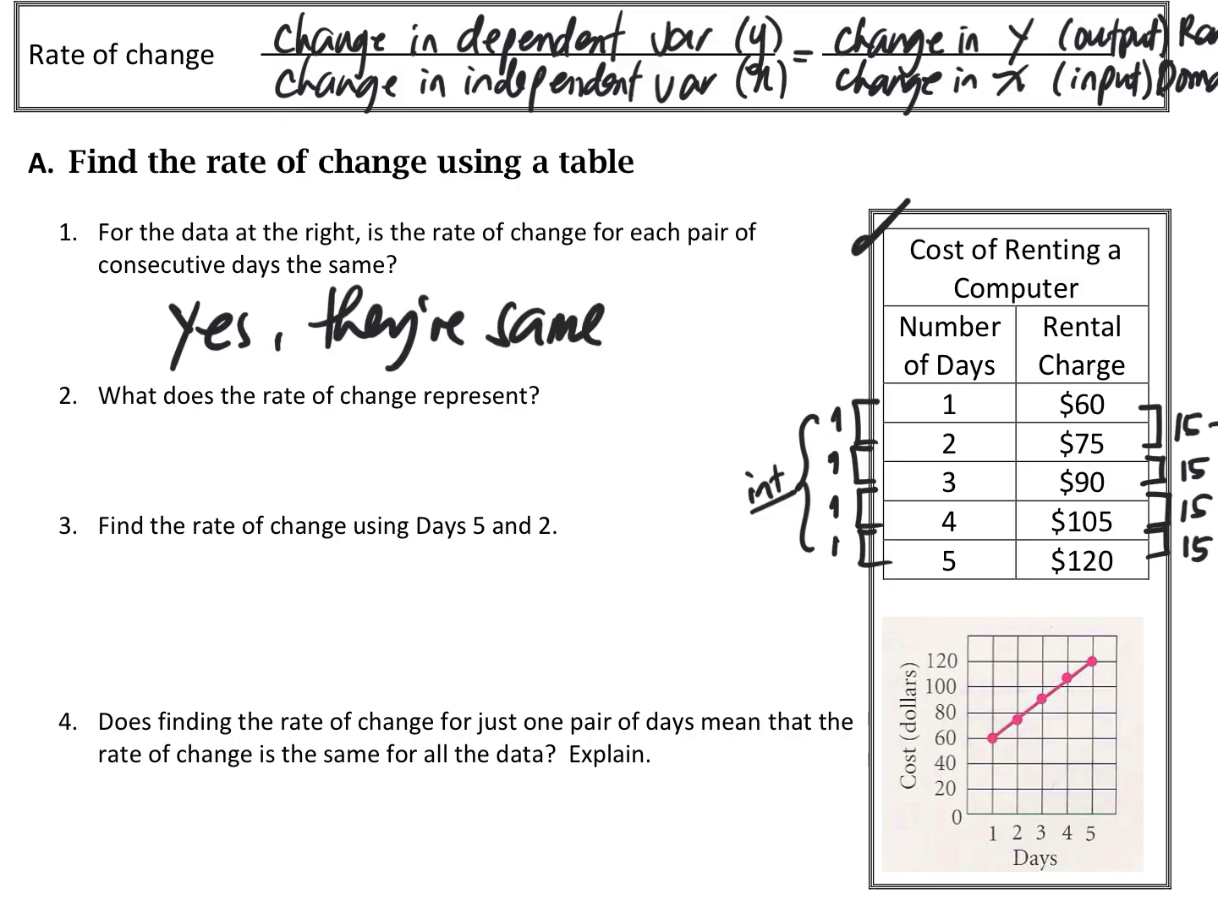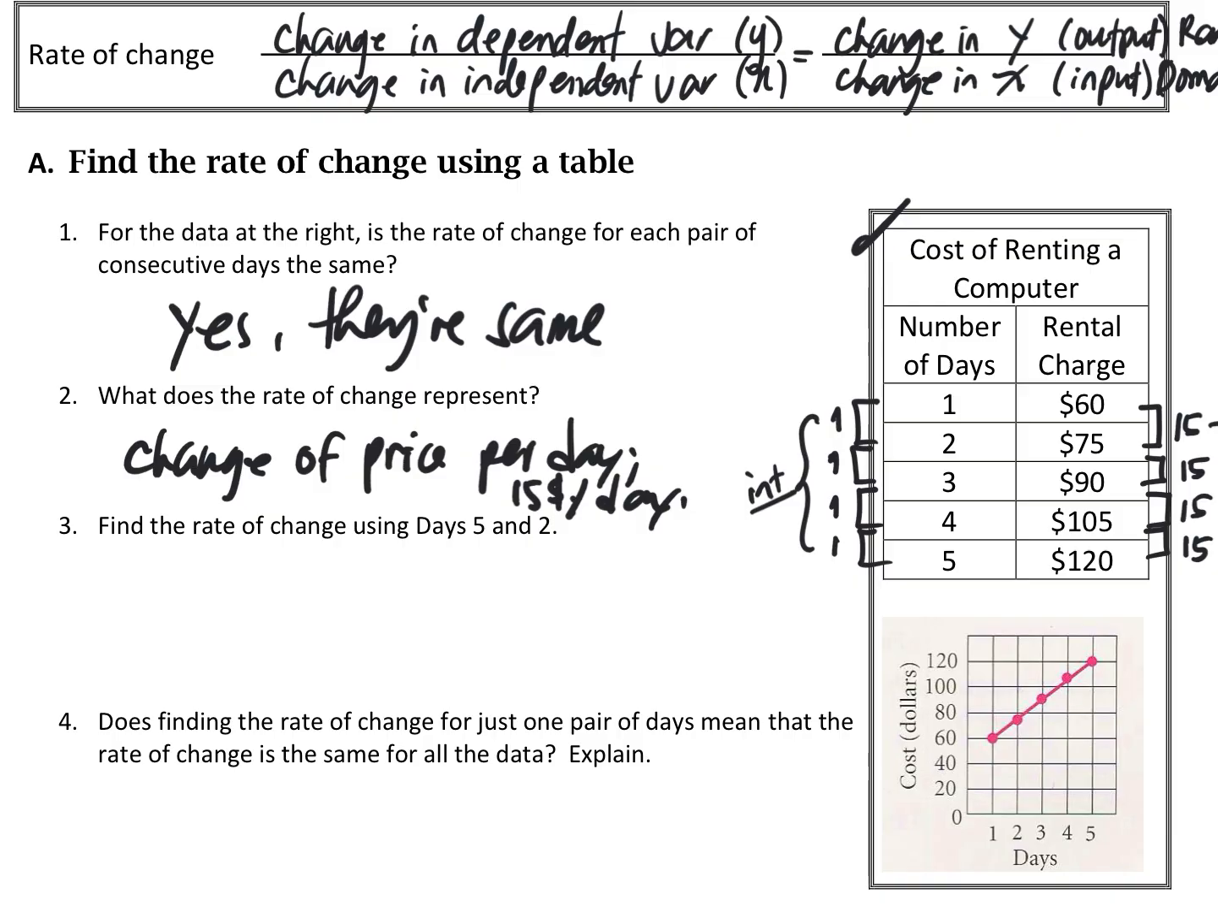Number 2, what does the rate of change represent? This one represents the change of price per day. Okay, we call it change of price per day. And that change of price is around $15 per day.